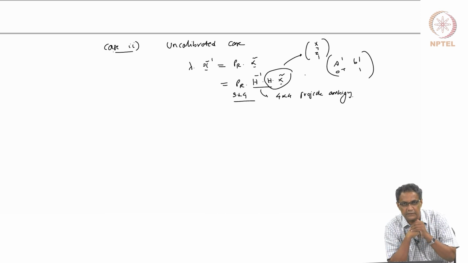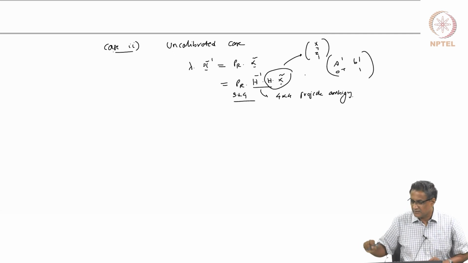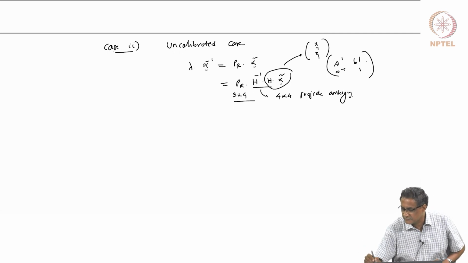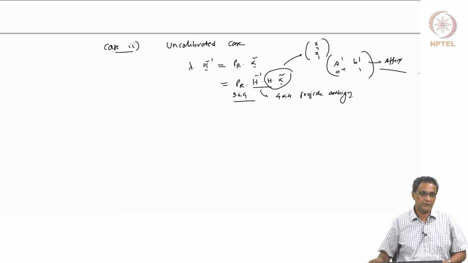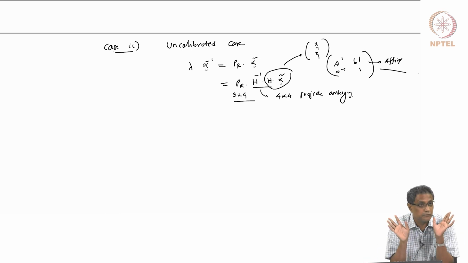Actually, no, this is more like an affine ambiguity. This is an affine ambiguity. H can be full blown, 4 cross 4. This is affine; what I wrote was affine. So there is a progression from projective to affine to similarity, and in that order you can go. Projective is the worst, followed by affine.